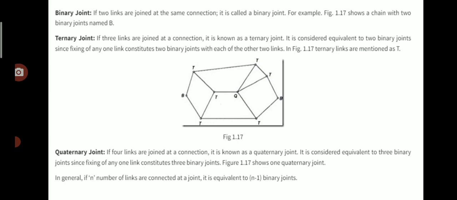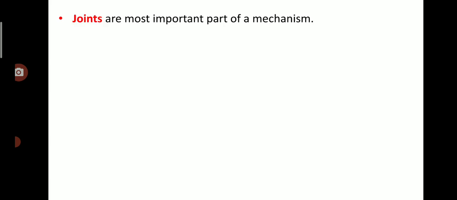It is considered equivalent to three binary joints, since fixing any one link constitutes three binary joints. So this figure shows joint number n for a quaternary joint, and this way we can understand here what is a binary joint, ternary joint and quaternary joint.